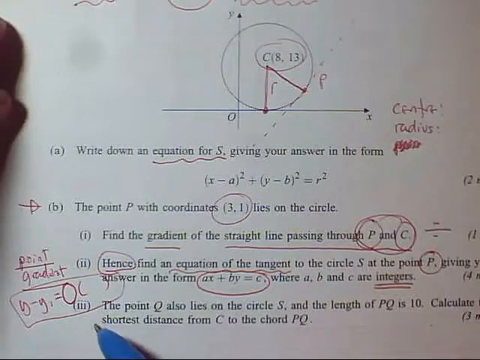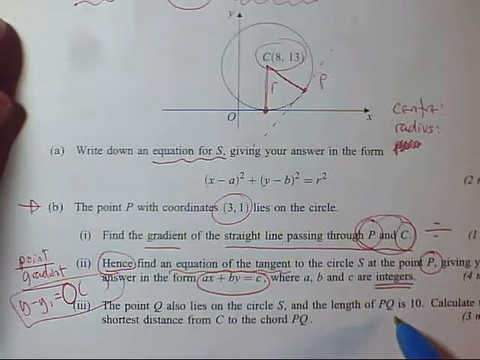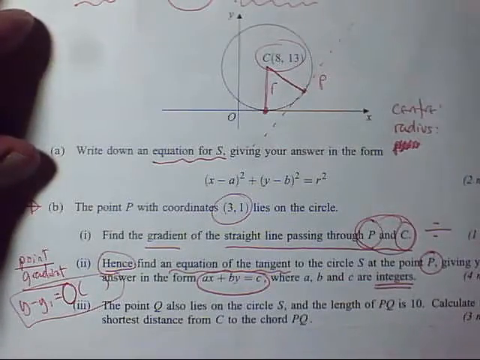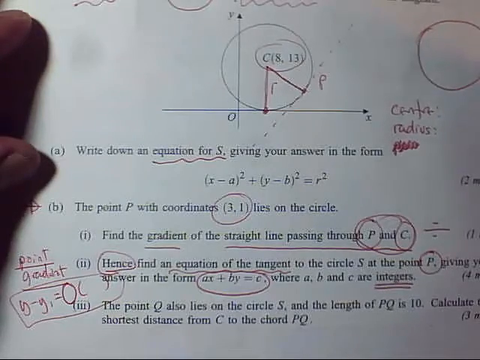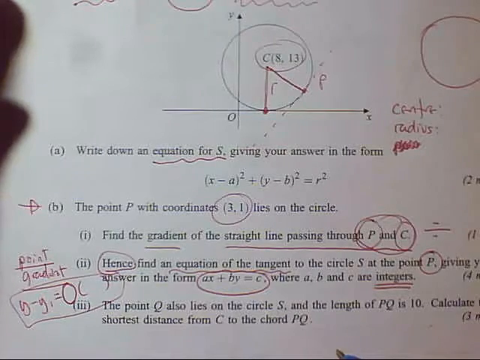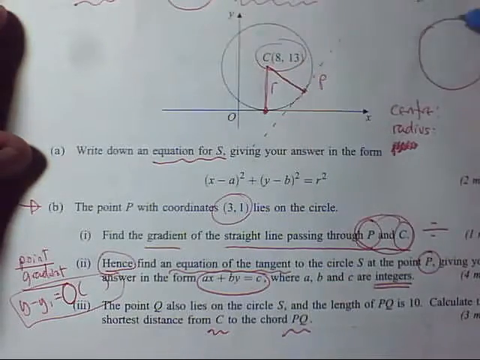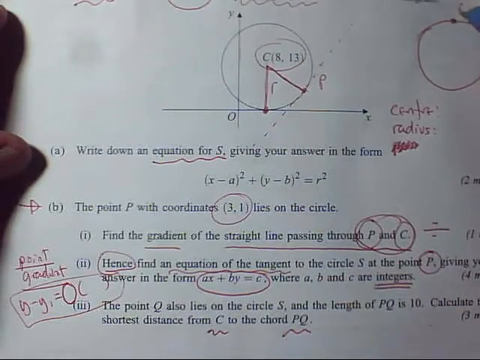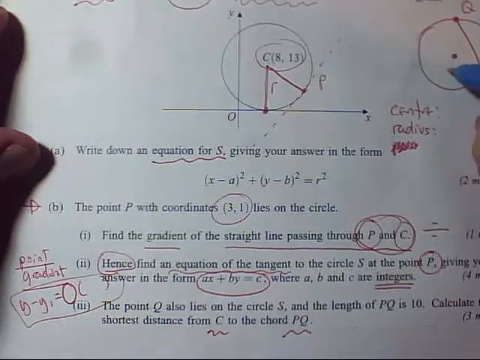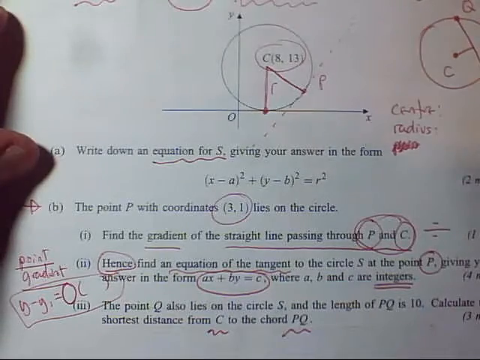Then in part B3, we've got the point Q also lies on the circle S, and the length of PQ is 10. I don't know where to put Q on my diagram, but I should do it on my diagram. Maybe a clean copy of the diagram will help. So I've got P here, and I've got Q somewhere else on the circle. I want the shortest distance from C, the center of the circle, to the chord PQ. I don't know where Q will be, so I can put Q wherever I like, draw on PQ, and then we need to find the shortest distance from C to the chord PQ. So that will be this distance here.